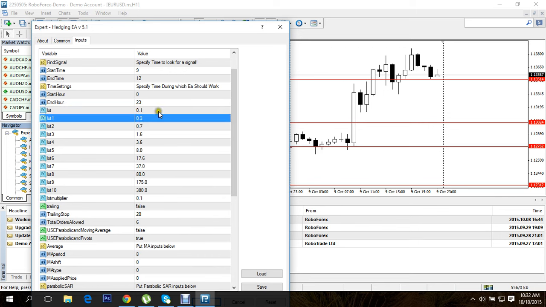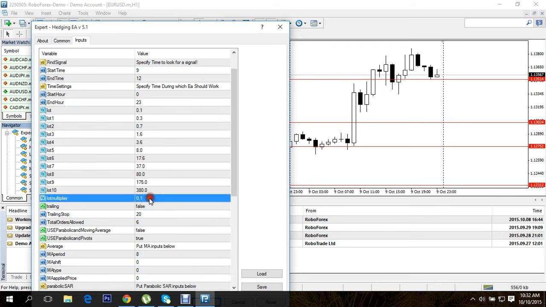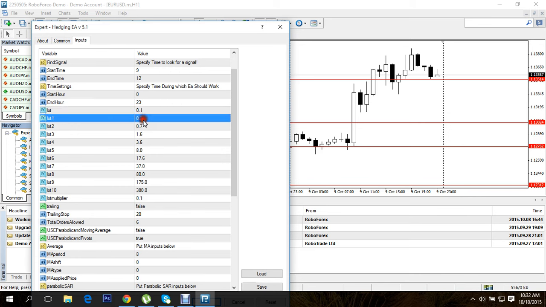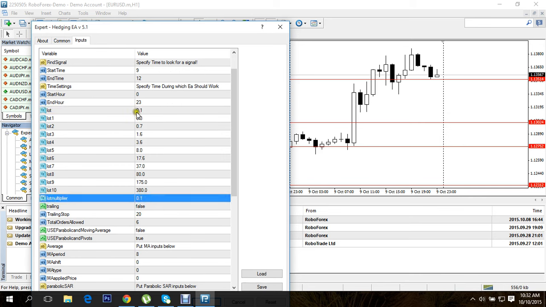These values will be 10 times less. Okay, if you want to use exact these numbers, you just change it to 1 and all these numbers will be same. If you want to use lot size 137, like that, then you must increase this number to 1. You got the point? Yeah.